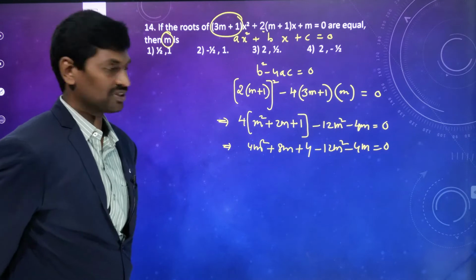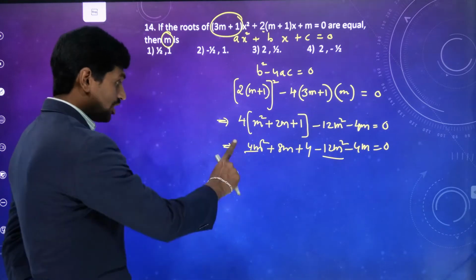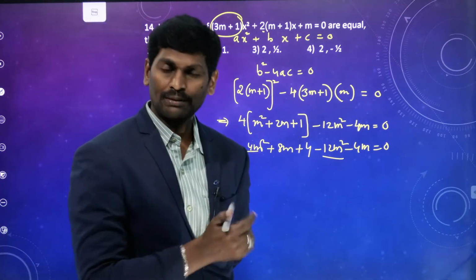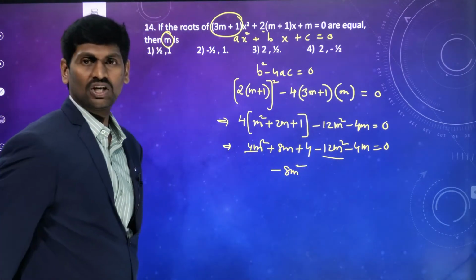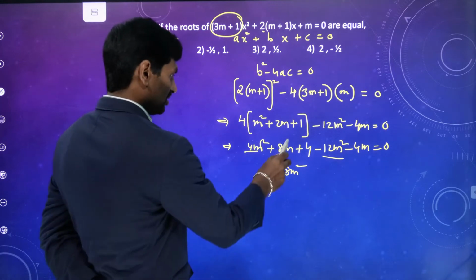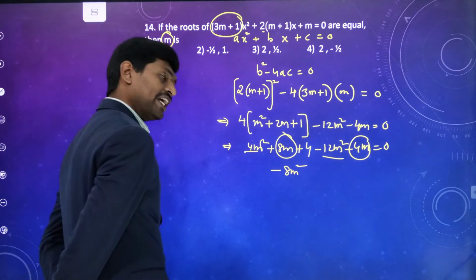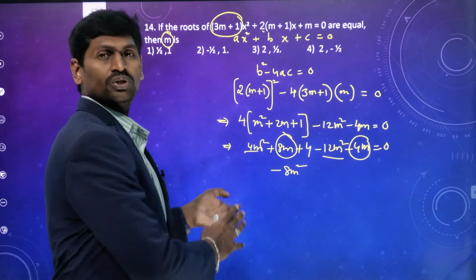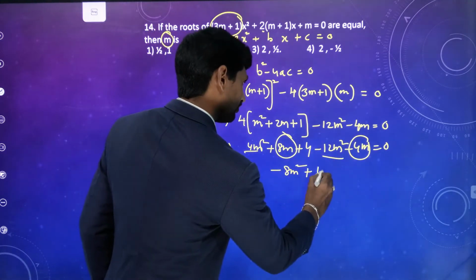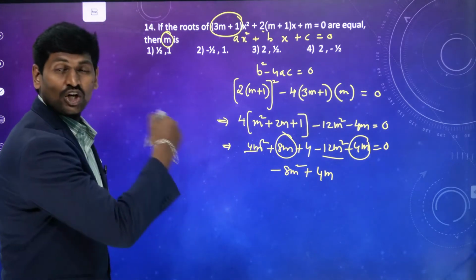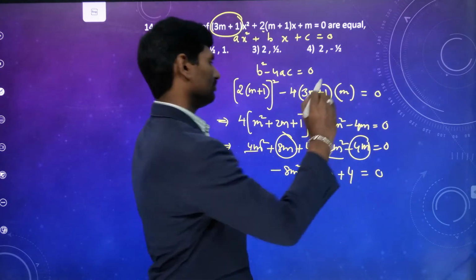Let us find the m square terms. 4m square minus 12m square. One is positive, one is negative. What to do? Subtraction. So it will be minus 8m square. Now m terms, 8m minus 4m. One is positive, one is negative. So 8m minus 4m is plus 4m. And what is the constant term remaining here? Plus 4. That equal to 0.